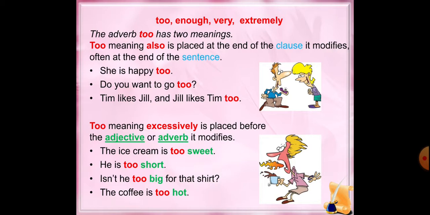"Too," meaning also, is placed at the end of the clauses it modifies, often at the end of the sentence. "She is happy too." "Do you want to go too?" "Tim likes Jill and Jill likes Tim too." "Too," meaning excessively, is placed before the adjective or adverb it modifies. "The ice cream is too sweet." "He is too short." "Isn't he too big for that shot?" "The coffee is too hot."